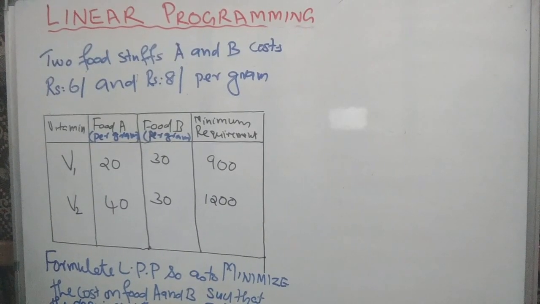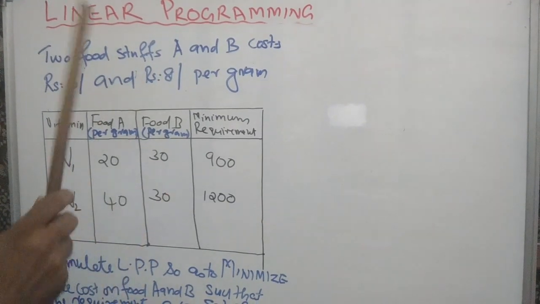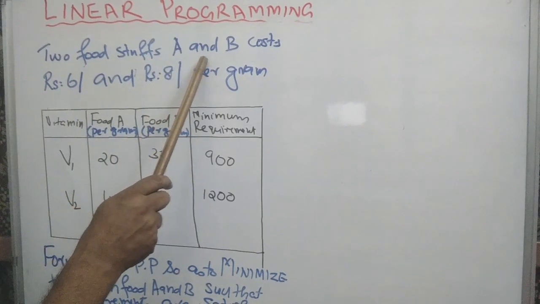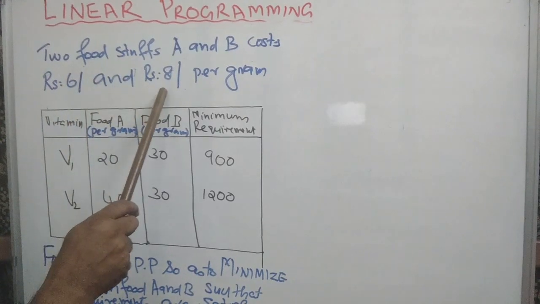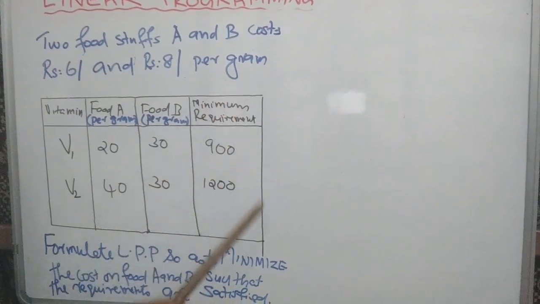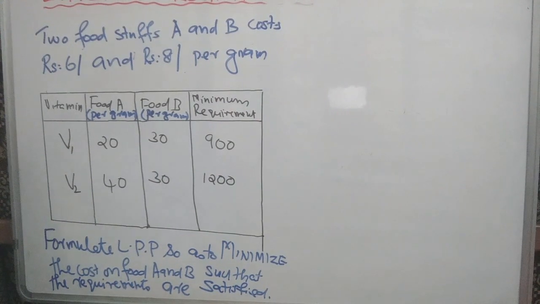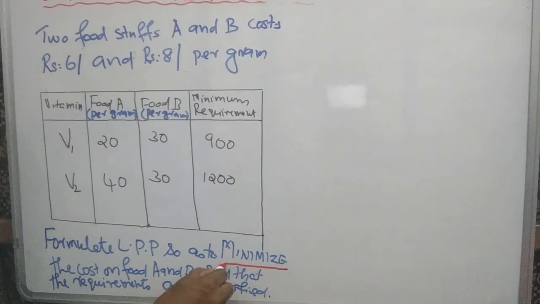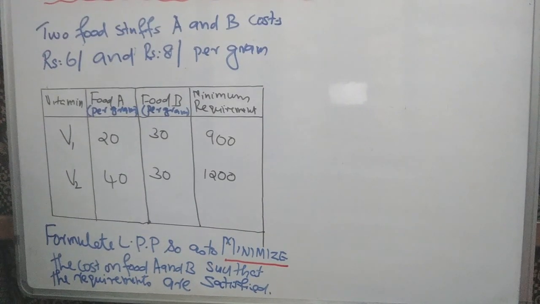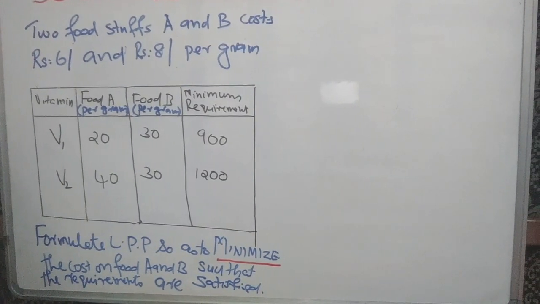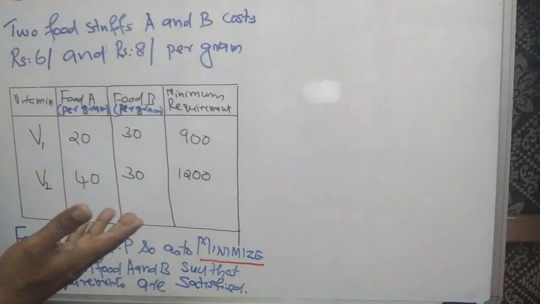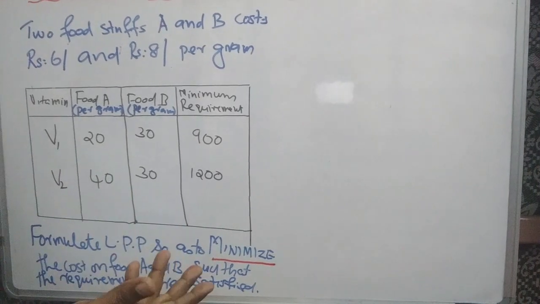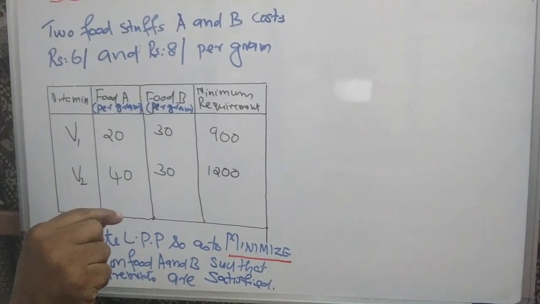This is another linear programming problem, and the question is to formulate it. It is given that there are 2 foodstuffs, namely A and B, and their costs are rupees 6 and rupees 8 per gram. And finally, our objective is to minimize the cost. This is a problem of minimization. Very conveniently, we can minimize it by buying 0 units of A and 0 units of B. The cost is 0. But that is not a management decision problem.